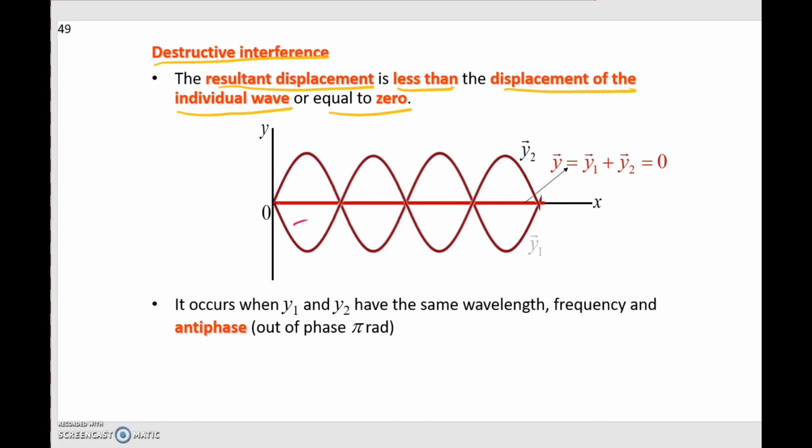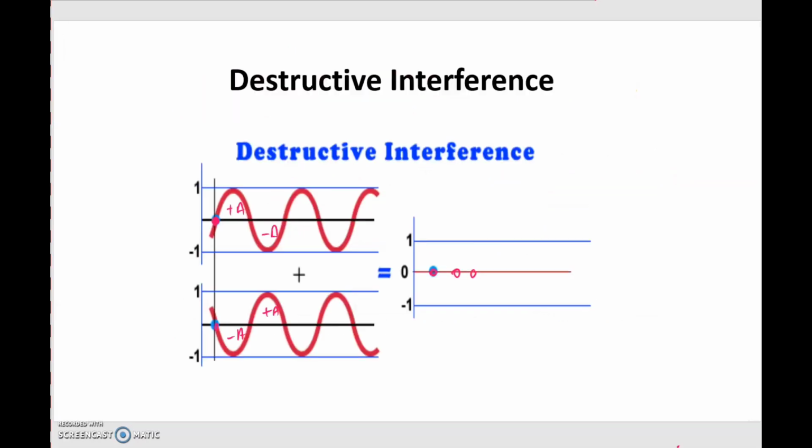So consider we have y1 is positive amplitude and y2 is negative amplitude. So then the resultant is 0. y1 and y2 have the same wavelength, same frequency, but out of phase. So then we will have destructive interference. We have positive amplitude at this point, negative amplitude. So then you can see the GIF image shows that the sum of the resultant is equal to 0.